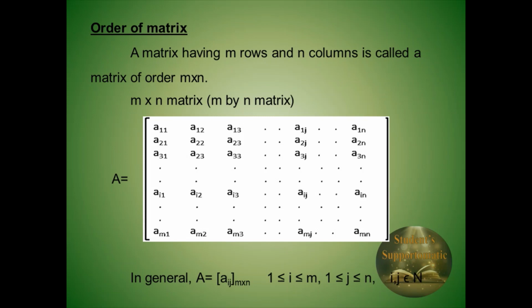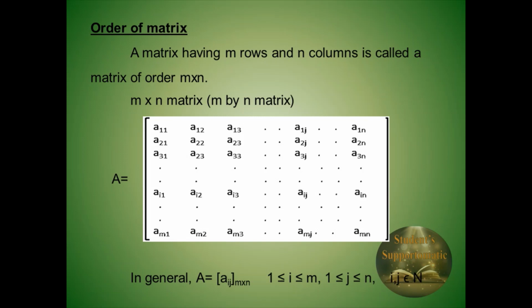Similarly ai1 is the ith row first column, ai2 ith row second column, ai3 ith row third column, so on up to ain ith row nth column. Similarly the last row starts with am1, that is the mth row and first column, am2 mth row and second column, am3 mth row third column, amj that is the mth row jth column, and the last element is amn, the mth row and nth column.